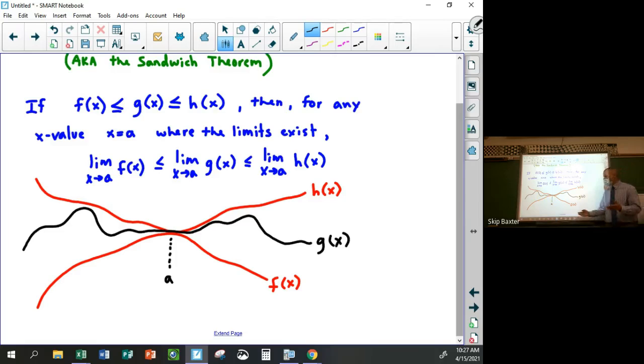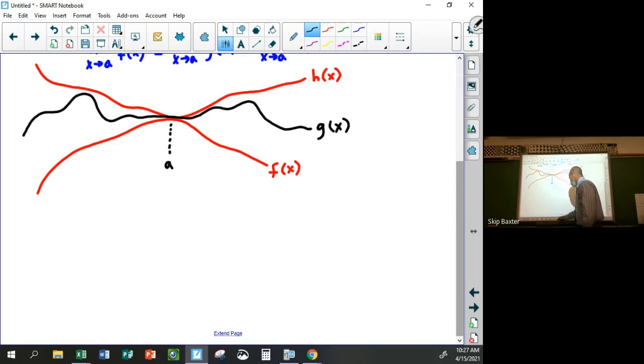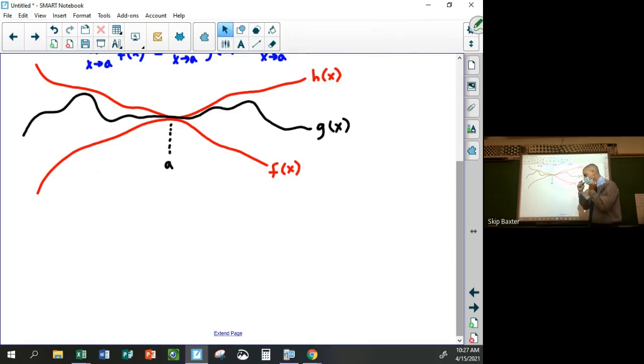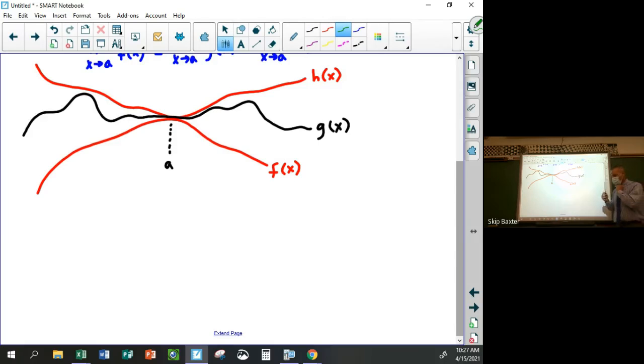Yeah. So let me just show you how this would be used. Suppose I have something like this. What if I wanted to take the limit as x goes to 0 of x squared times the sine of 1 over x? I don't really have an easy way to evaluate this limit.